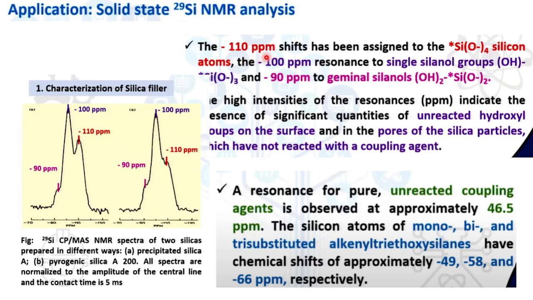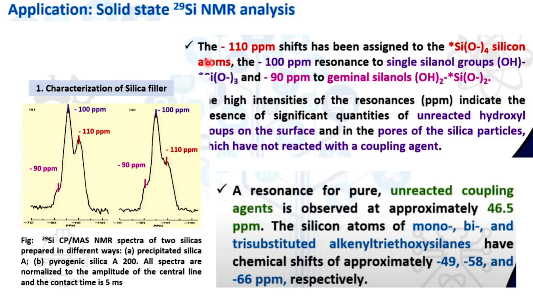Now the minus 110 ppm shift has been assigned to the SiO4 silicon atoms, and minus 100 ppm resonates to single silanol, that is SiOH bond, and minus 90 ppm is geminal, that is Si with 2 hydroxyl. Now how many hydroxyl groups are present, or how the silicon is bonded with other silicon atoms, that can be easily determined by the 29Si NMR analysis.